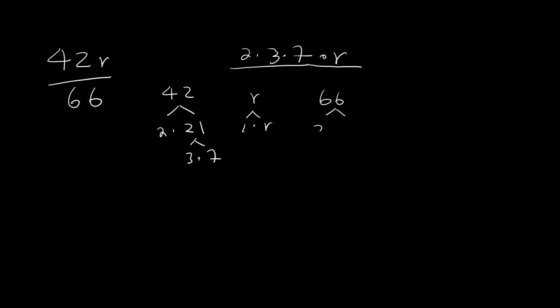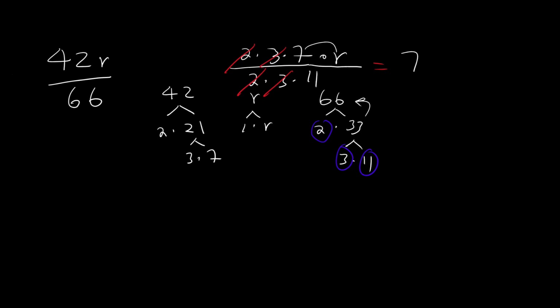So if we do 2 times 33, that will give us back 66. And now we can factor 33 into 3 and 11. And these numbers are our prime numbers. Prime numbers can only be divided by 1 and itself. So now let's write it down on the denominator, 2 times 3 times 11. And next we need to cross out. Let's cross out a 2 and a 2, 3 and 3. And now on the numerator we'll have 7 times r, which is 7r, and on the denominator we'll have 11. So we have simplified 42r over 66.